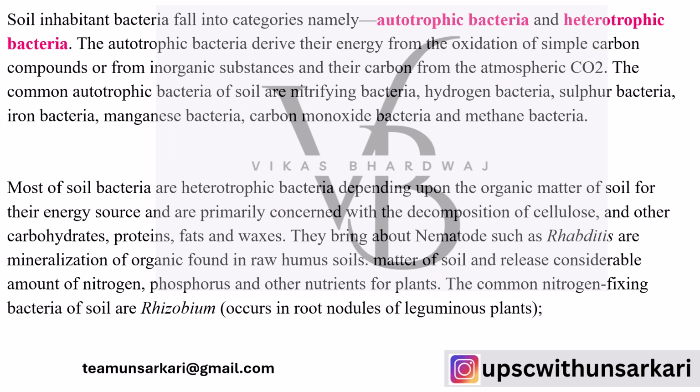When we see that soil inhabitant bacteria, they are also divided into two categories: autotrophic bacteria, heterotrophic bacteria. We know that autotrophic bacteria derive their energy from the oxidation of simple carbon compounds or from the inorganic substances and their carbon from the atmospheric CO2. Autotrophic because they can prepare their own food, they know the photosynthesis process. The common autotrophic bacteria of soil are nitrifying bacteria, hydrogen bacteria, sulfur bacteria, iron bacteria, manganese bacteria, and carbon monoxide bacteria apart from methane bacteria.